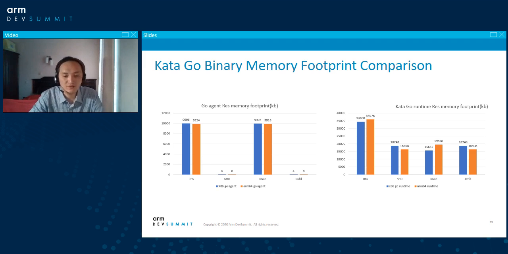The resident memory, i.e. physical memory footprint of QEMU on Arm64 is as much as or even better than x86. So from this chart, this is the summary of resident memory size comparison between Arm and x86 for Kata Go agent and Go runtime. The size is close or even the same.